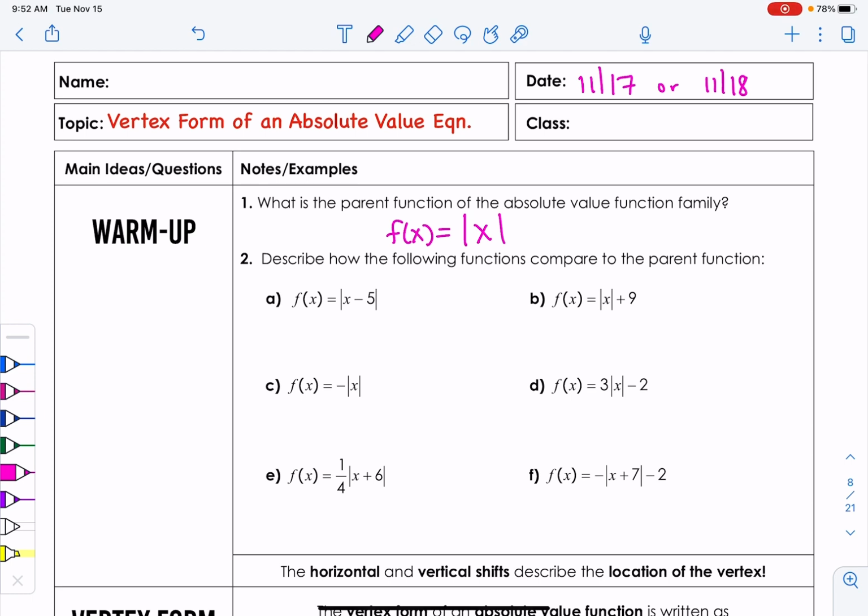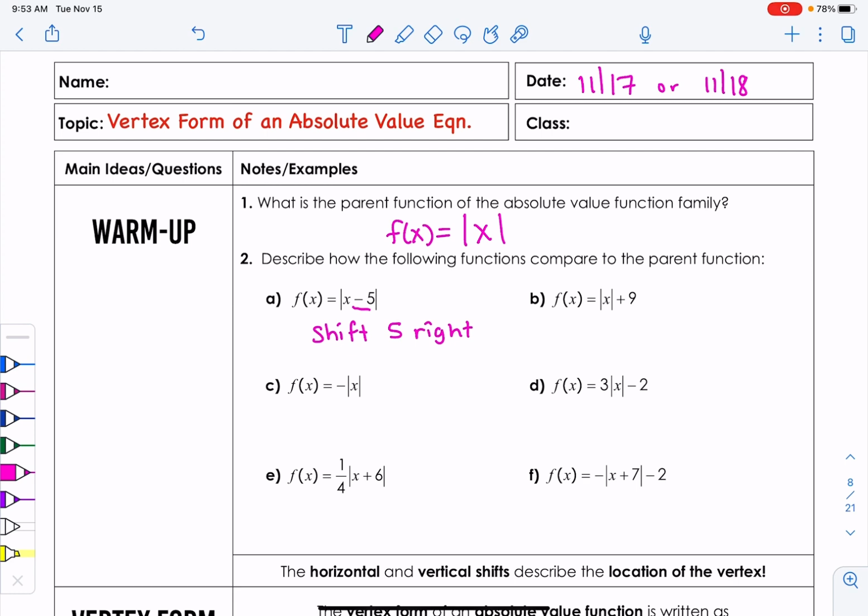Number 2, it says to describe how the following functions compare to the parent function. So in regards to number 1, how does it change in A, B, C, D, E, and F? So when we look at part A, I see that inside the absolute value we have a -5. Inside means that it's going to shift it left or right, and it's opposite of what we think. So this is going to shift 5 units to the right.